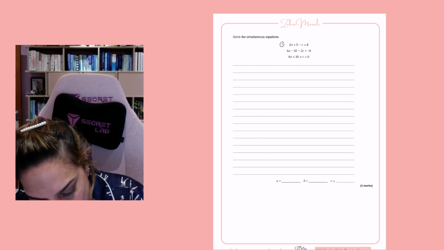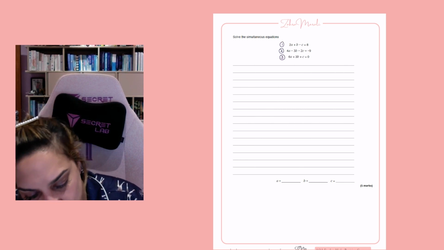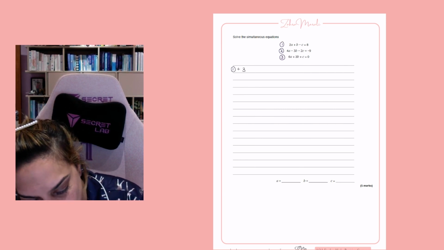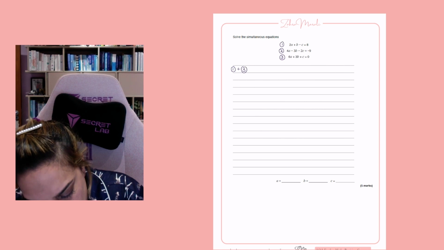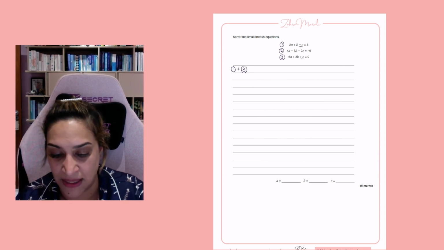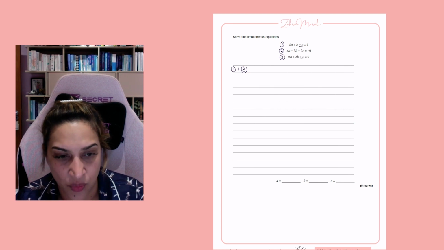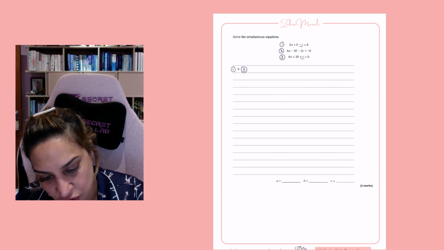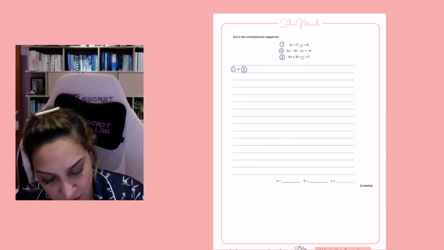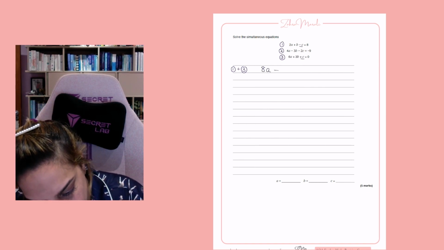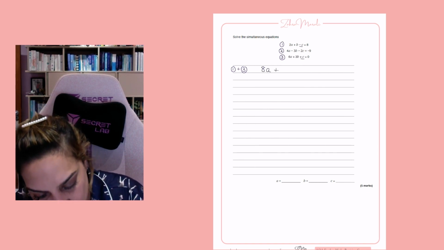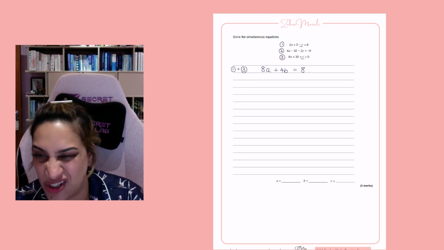So I'm going to label them 1, 2, and 3. I can see if I do 1 plus 3, because can you see the C's are the same there, so they're going to cancel out. So if I do 1 plus 3, what am I going to get? I'm going to get 2a plus 6a, so I'm going to get 8a. b plus 3b, so 4b, equals 8 plus 0, which is just 8. And so I've got one equation.